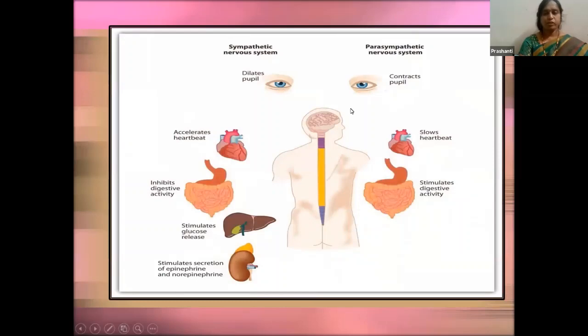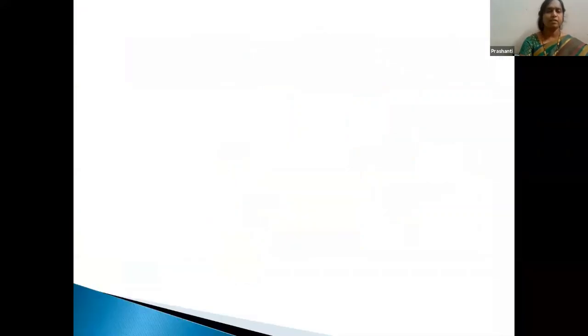So here, children, when you see the pictures, the pupil is dilated in the sympathetic, with contraction of the pupil in the parasympathetic, and even the heartbeat becomes very high in the sympathetic, whereas it slows down in the parasympathetic. Even digestion is delayed in sympathetic, but it is under normal function in parasympathetic. So in this way, it shows an effect on various organs when we are in tension and also when we are in a relaxed stage.